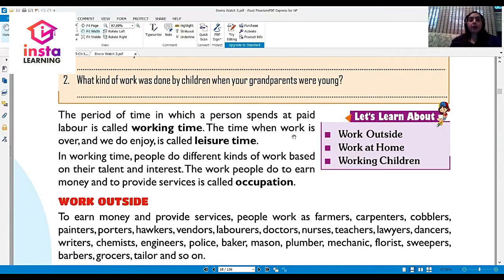So in this paragraph, as you can see, there are three words that you have learned: working time, leisure time, and occupation. So there are two things that we have, work time and leisure time. Working time is when we are working and earning a living for ourselves. Leisure time is when we are not doing our work. And what is occupation? The work that people do to earn money is called occupation.